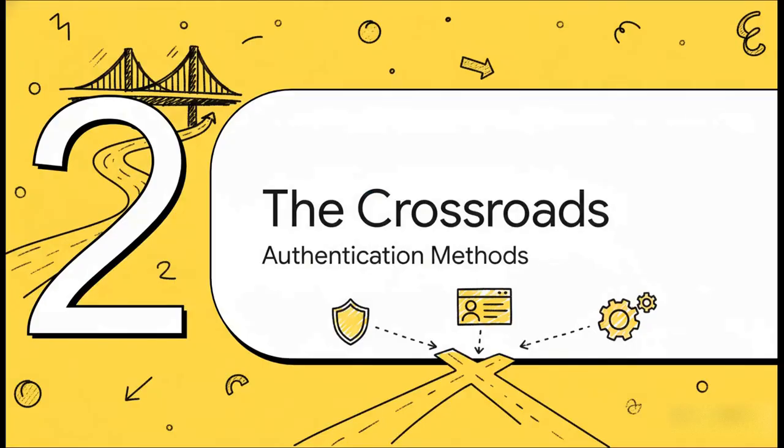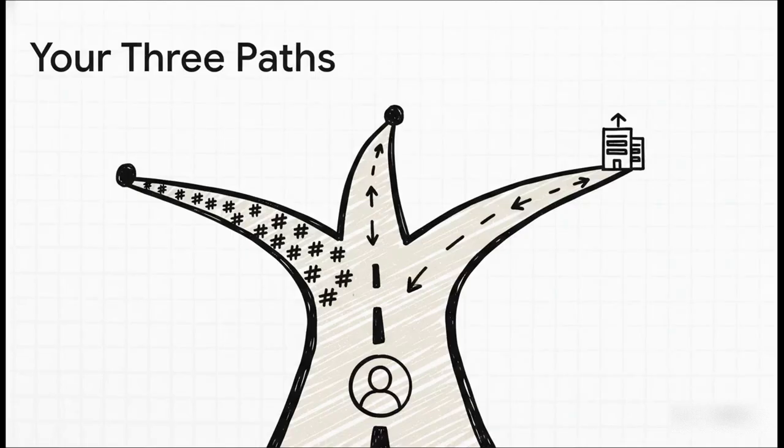All right, so once you've built that bridge, you've got a really important decision to make. How are your users actually going to authenticate? How are they going to prove who they are? The method you pick here has a huge impact on security, the user experience, and how resilient your whole system is. You basically have three main paths you can go down.